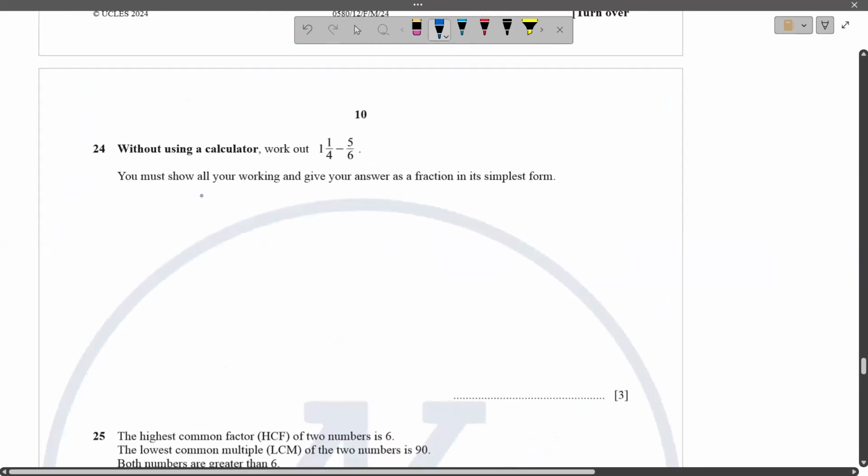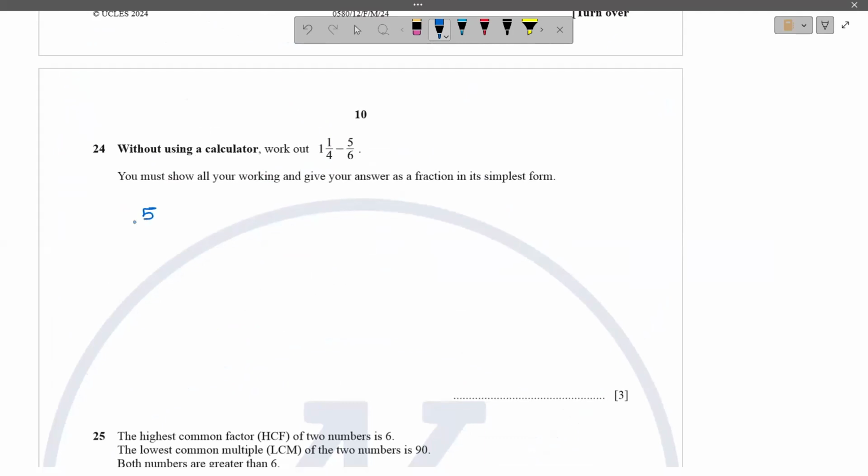Without using the calculator fraction, first step, change it to improper fractions. So it's 5 over 4 minus 5 over 6. We can get a common denominator, which is 12. I'm going to multiply by 3 up and down, 15. I'll multiply by 2 up and down, 10. So it's 5 over 12.